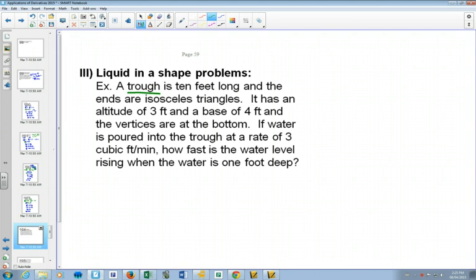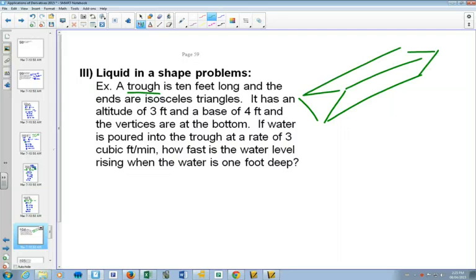In this one, we're going to have one that is 10 feet long with an isosceles triangle as its end, beautifully drawn. So it is triangular like that, so you could pour a liquid into it this way and fill it up. So we have a trough that's 10 feet long, and it has an altitude.